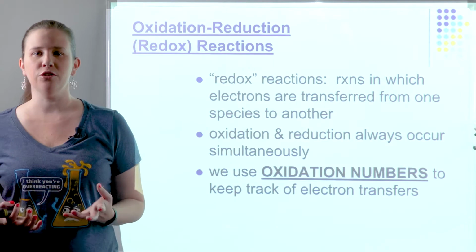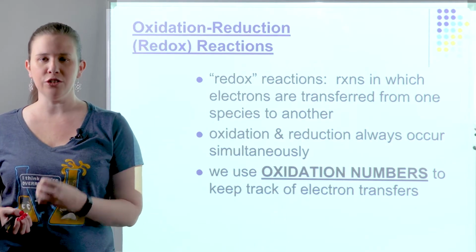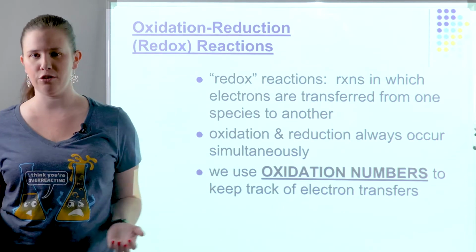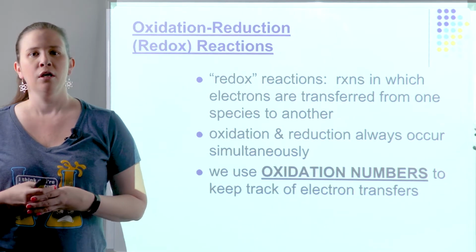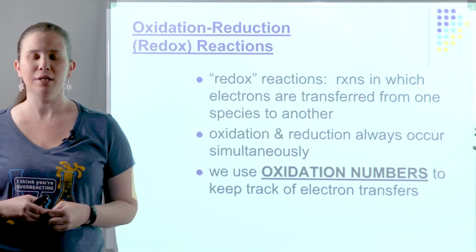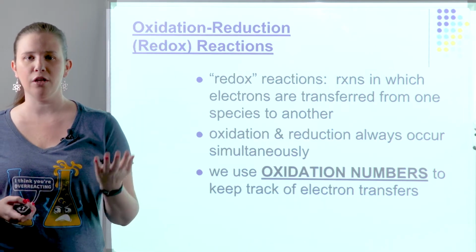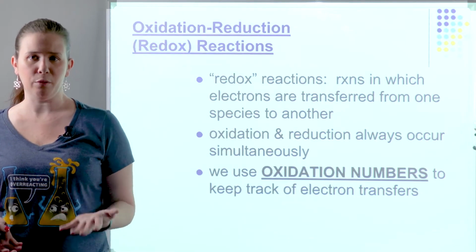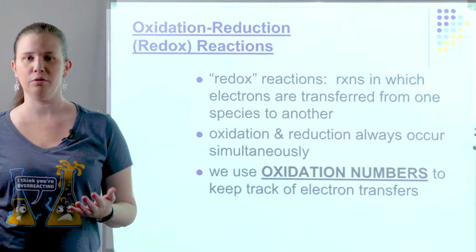So redox reactions are some reaction where an electron is transferred from one substance to another substance. Or I should say at least one electron. It could be more than one electron. So oxidation and reduction will always have to occur simultaneously. If one substance is gaining an electron, the other substance would need to lose an electron. Because electrons are matter, they are particles, and so conservation of matter would apply.